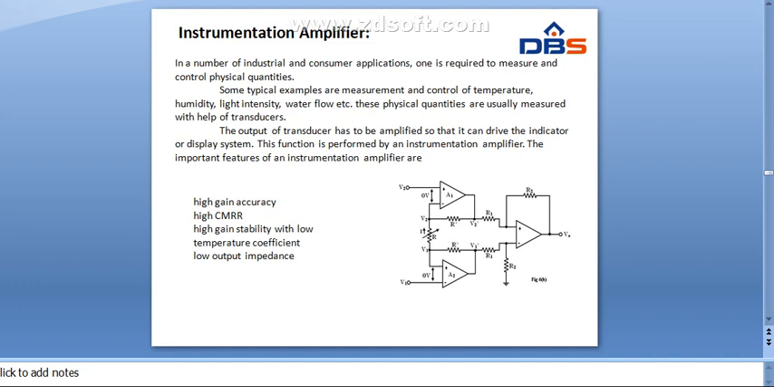So actually it is usually in the range of 1 to 1000. Here the gain has to be accurate and the closed loop gain must be stable. So the second feature is easier gain adjustment.